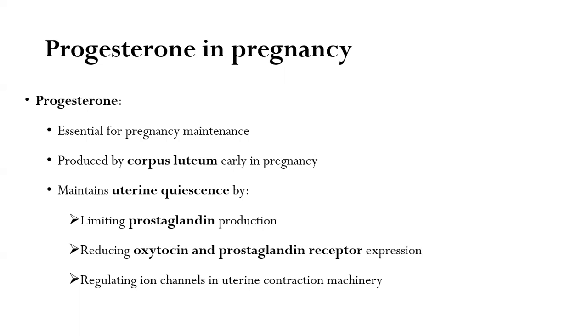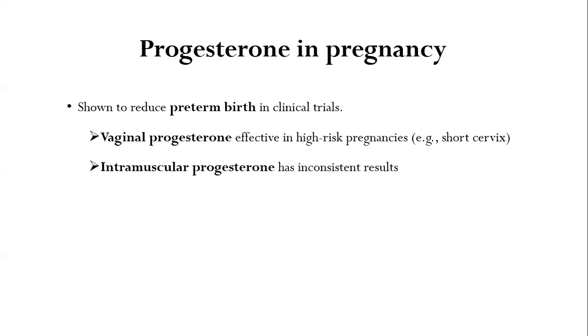Progesterone also reduces oxytocin and prostaglandin receptor expression in the uterus, and progesterone also regulates ion channels in the uterine contraction machinery. Progesterone usage has been shown to reduce preterm birth in clinical trials. Intravaginal progesterone is very effective in high risk pregnancies, for example, those with short cervix. And intramuscular progesterone, on the other hand, has inconsistent results.